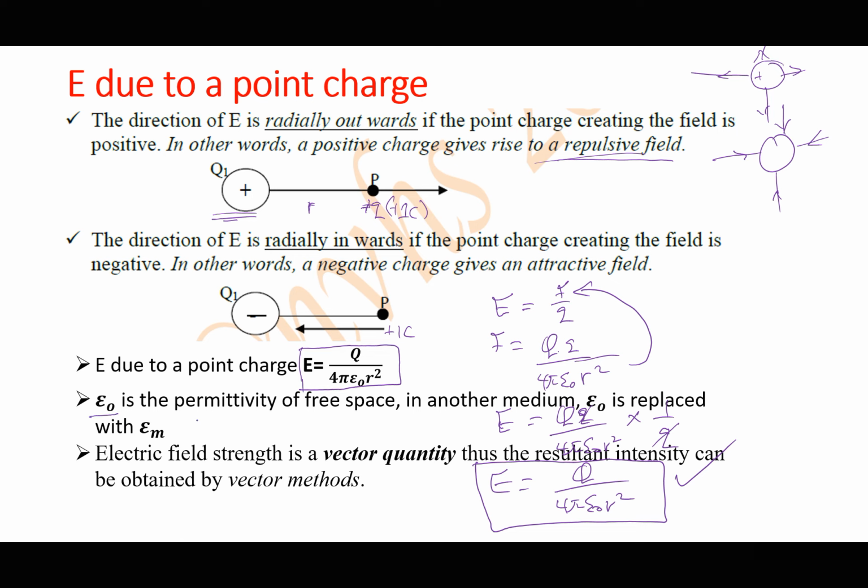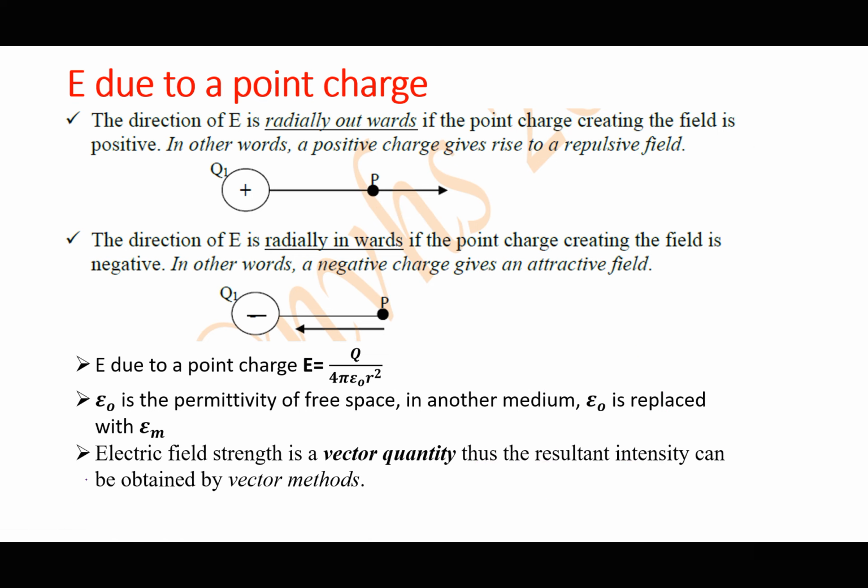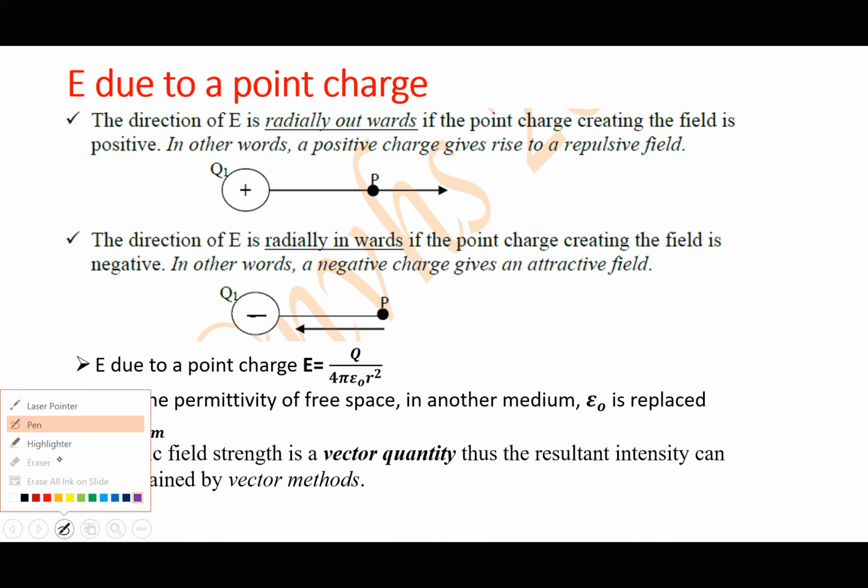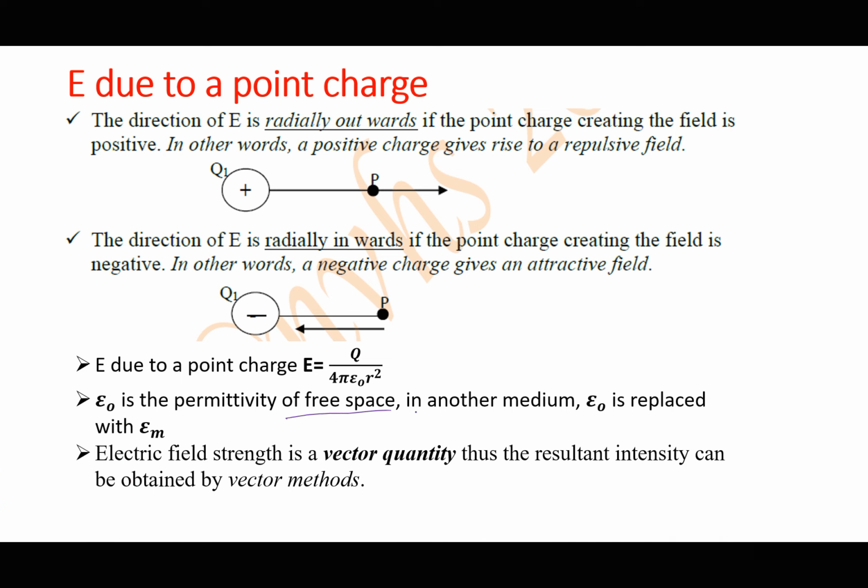And epsilon naught is the permittivity of free space, which is 8.85 times 10 power negative 12, so that 1 over 4 pi epsilon naught gives 8.99 times 10 power 9. If the charges are not in a vacuum, then epsilon naught is replaced by epsilon m, where epsilon m is the permittivity of the medium in which the charges are now placed.